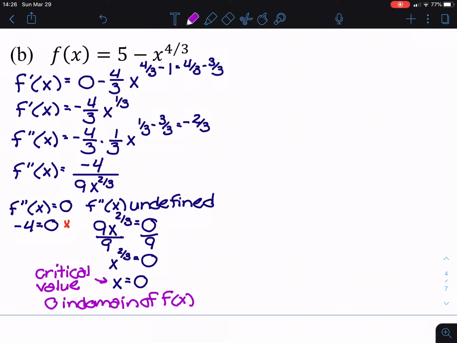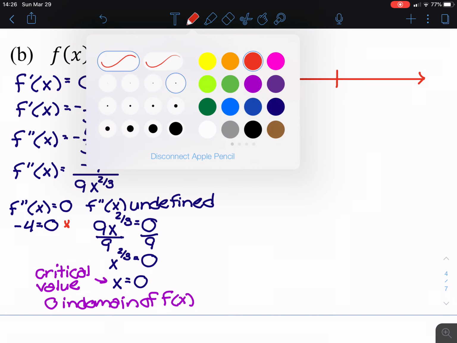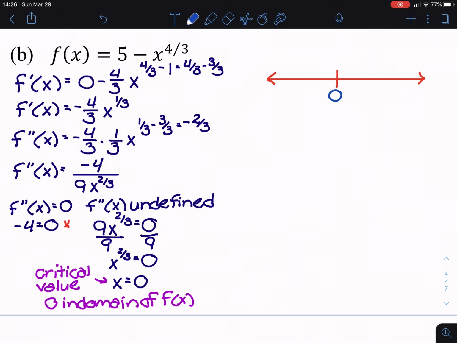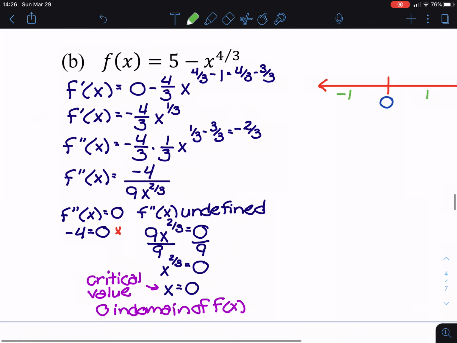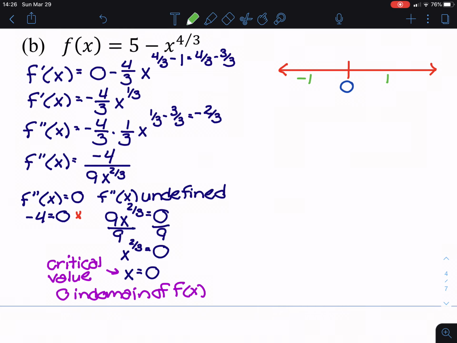All right, so now that we've established where a critical value is, and I only have one of them, for my sign chart, I just have to put in one value, that's x is equal to 0. And I'm going to pick a spot to the left. So I'm going to pick negative 1 on the left, I'm going to pick a positive 1 on the right, and I'm going to go ahead and put these values into my second derivative. So the second derivative of my function at negative 1 is going to be negative 4 over 9 times negative 1 to the 2/3.